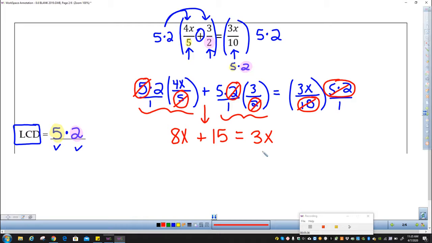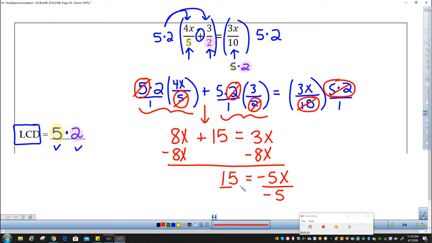So we've accomplished our goal with that LCD. We were able to cancel all of the original denominators. Now it's going to turn it into a nice simple equation that we can continue solving for x. Let's get all the x's on one side, so that's negative 5x. The regular number is on the other side. Now we can divide both sides by negative 5, and we end up getting our final answer, x is equal to negative 3.